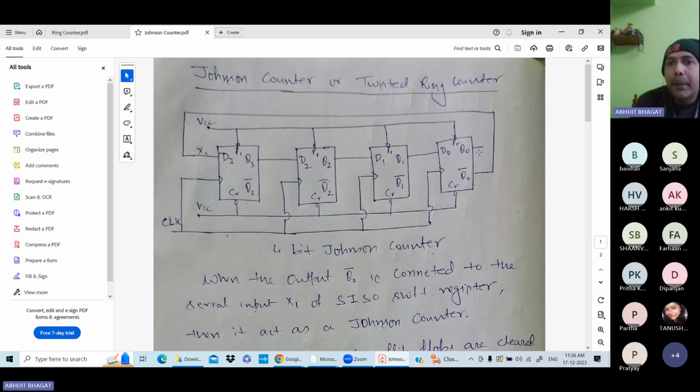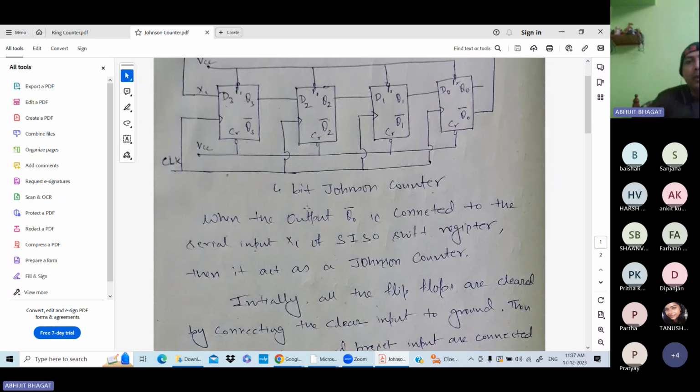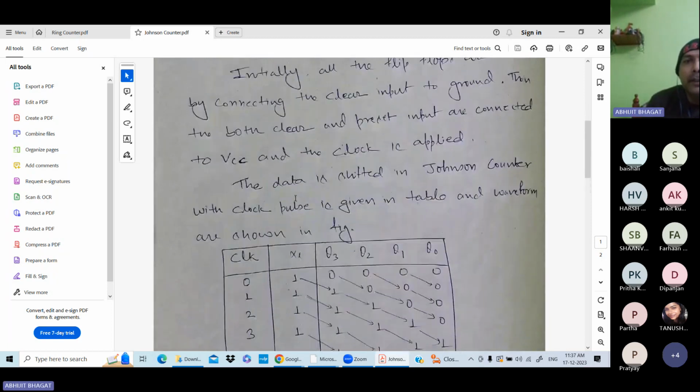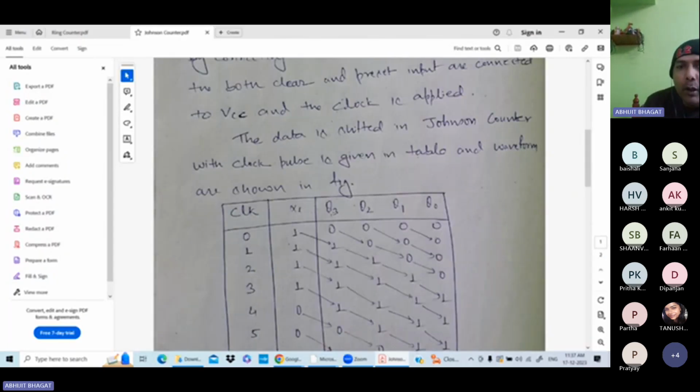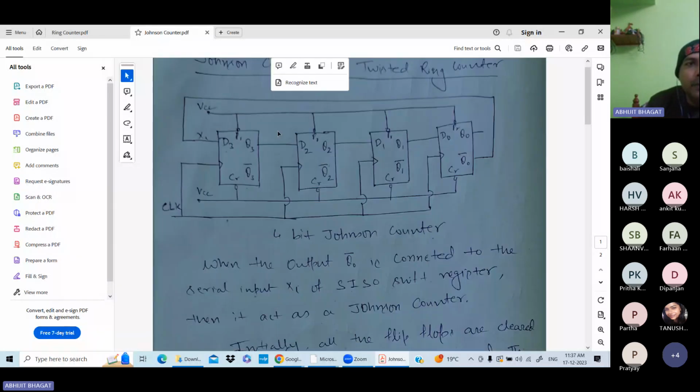In the previous design, Q0 was connected to input, here Q0 bar is connected to input. This is the difference, nothing else, the rest is the same. Now what is the effect here? You can see, suppose initially all of Q3, Q2, Q1 are set to 0 value. Okay, so initially all are set to 0 value, means here you are getting the 0.